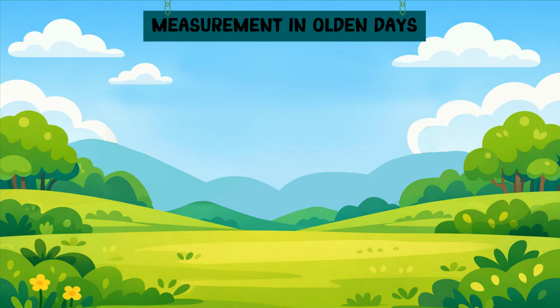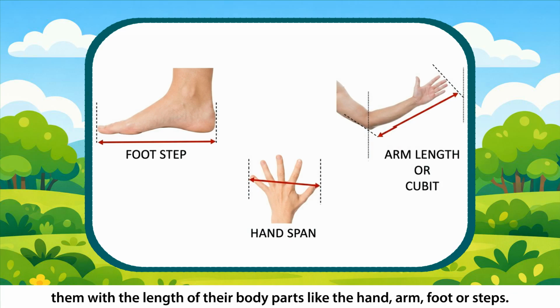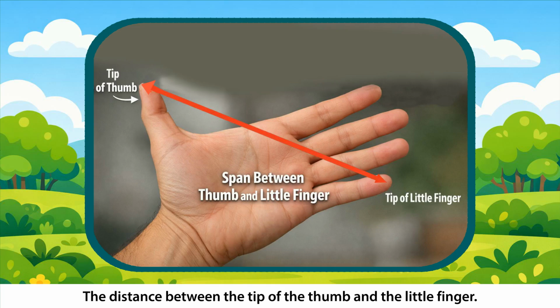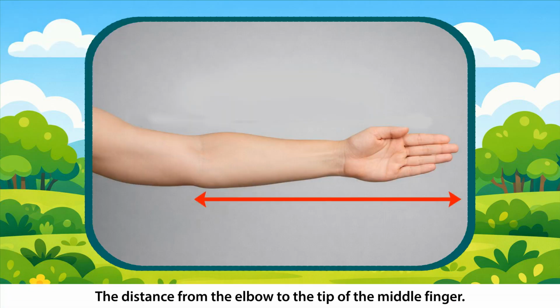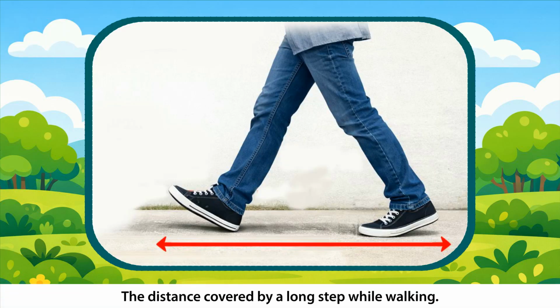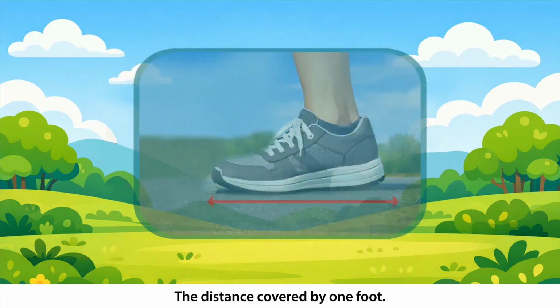Measurement in olden days. In olden times, people used to measure length by comparing them with the length of their body parts, like the hand, arm, foot, or steps. Hand span, the distance between the tip of the thumb and the little finger. Cubit, the distance from the elbow to the tip of the middle finger. Stride, the distance covered by a long step while walking. Foot span, the distance covered by 1 foot.